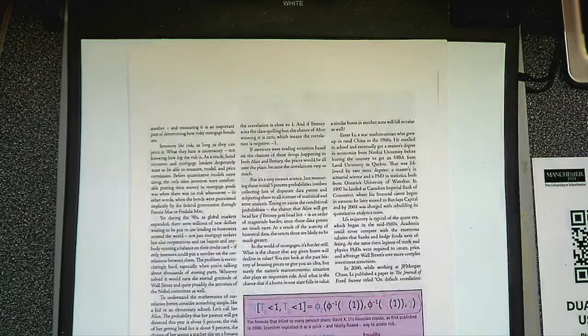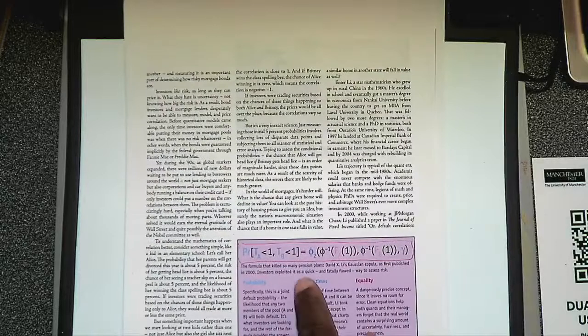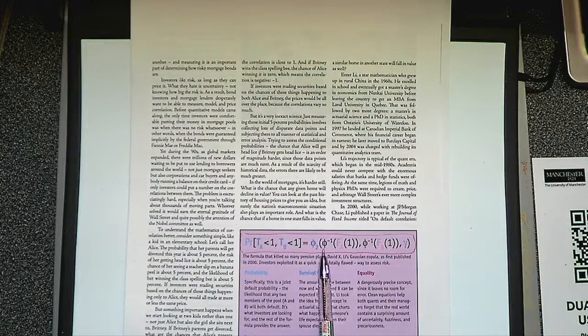I don't know whether you had a chance to read the paper, but you should look at the second page or the third page. This formula here is the formula that I just wrote down. This is the Gaussian copula.